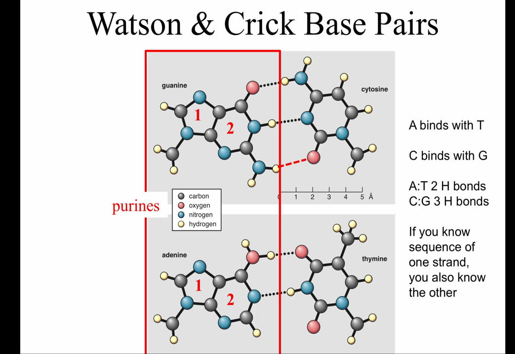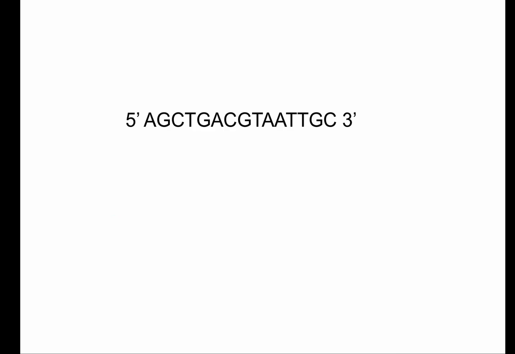And one thing that Watson and Crick noticed and laid claim to in their original paper was the idea that if you know what this strand is, you automatically know what that strand is. So if you know the sequence of this strand, let's say a G and an A, then you know on the other strand that G is binding with a C and that A is binding with a T. So if this strand is G and A, this strand is T and C. So if you know what one strand is, you also know what the other strand is. So I'll give you an example of that.